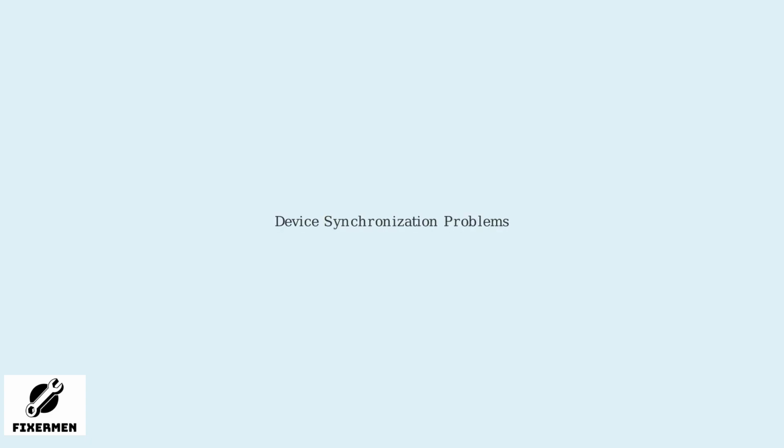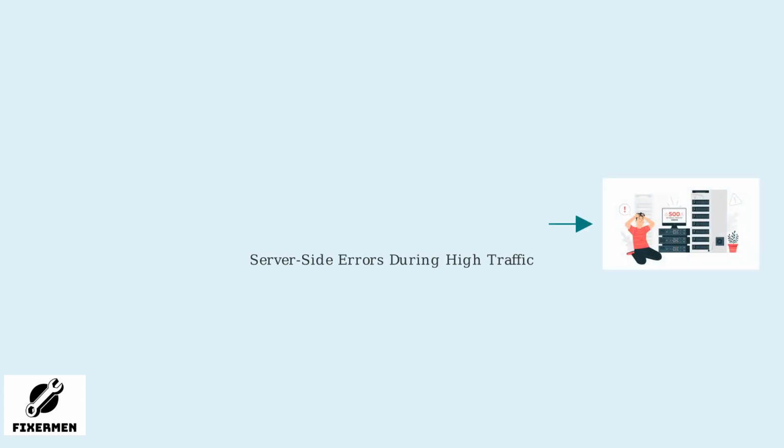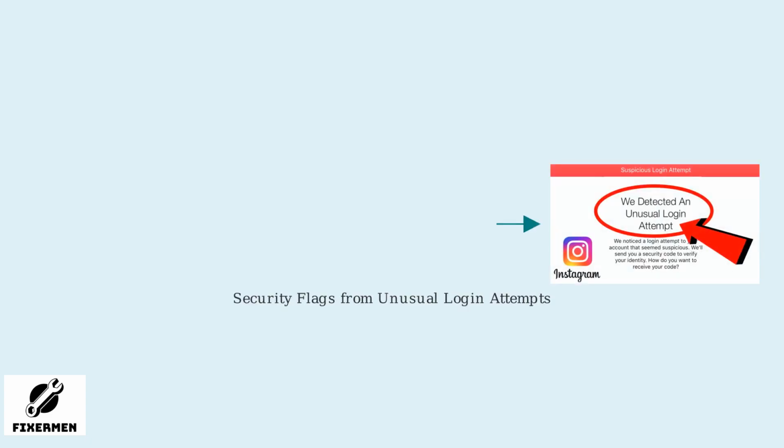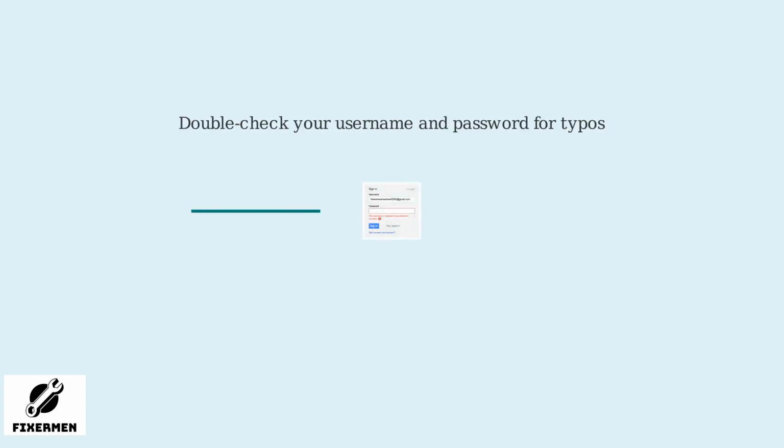Device synchronization problems can also trigger the error. This happens when your app is not properly linked to your account across devices. Server-side errors during high traffic periods, such as peak trading times, can overwhelm the system and cause authentication failures. Finally, security flags triggered by unusual login attempts, such as from a new location or device, can activate fraud detection and block access. Before diving into advanced solutions, start with basic troubleshooting.